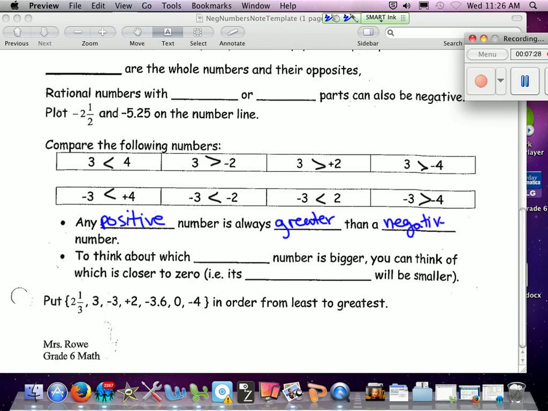But to think about which negative number is bigger, we don't even talk about positives, you've been comparing those for years. If you have two positive numbers, you know, the bigger number is bigger. But if you have two negative numbers, and you think about which negative number is bigger, you can think of which is closer to 0. It's going to be the closest to being out of debt or to the 0 or positive side. In general, if you look at the numerical part, or the absolute value, its absolute value will be smaller in order for that negative number to be bigger. It's less negative than the other number.